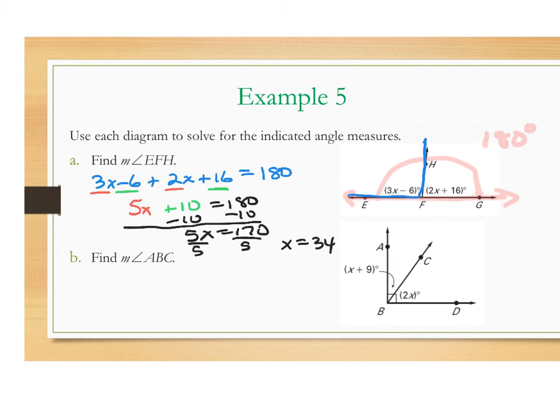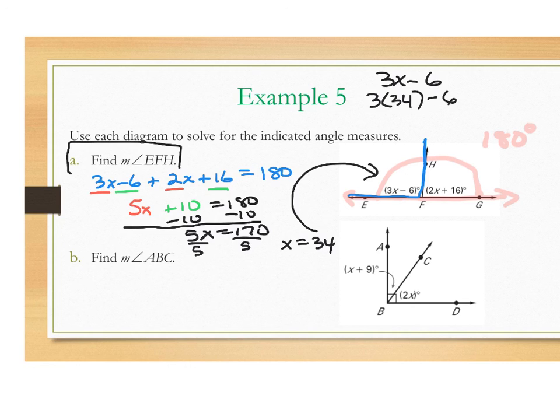Now it didn't ask for x, it asked for the measure of EFH. EFH is right here, so I'm going to be doing 3x minus 6, take out the x, put in 34. 3 times 34 is 102 minus 6, and the measure of this angle is 96 degrees.